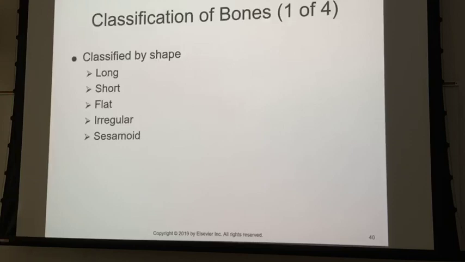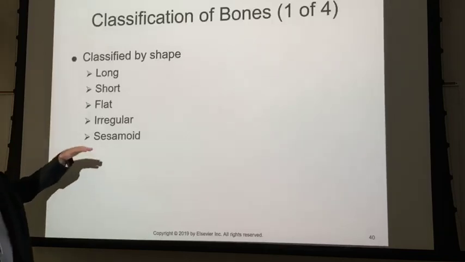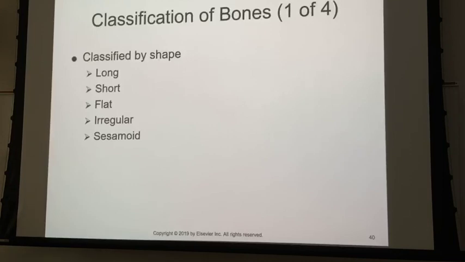So our bones are classified as long, short, flat, irregular, or sesamoid. Again, long bones, cylindrical in shape. Short bones, not necessarily shorter than long bones, they're just more like a stone shape, right? And then flat bones are just that. They're relatively flat. A lot of your skull bones are considered to be flat bones, even though they have curves to them. You've got irregular bones that don't fit into any of the other categories, and then your sesamoid bones look like sesame seeds.